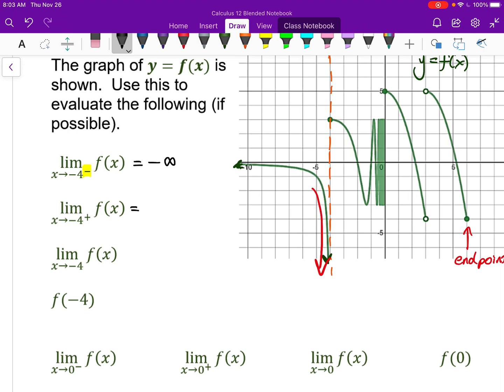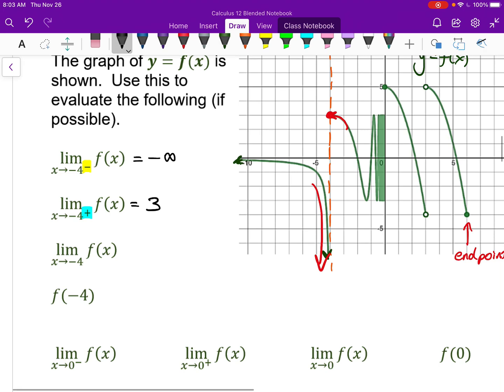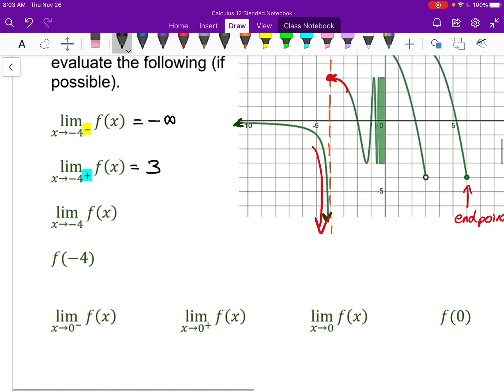What if we approach -4 from the right? So we approach -4 from the right. We're looking at this point right here, and we get infinitely close to 3. So notice my limit from the left and the right do not agree, are not the same. So right away I know if I just ask what's the limit as we approach -4, then I know this does not exist. And quite often we just write DNE.